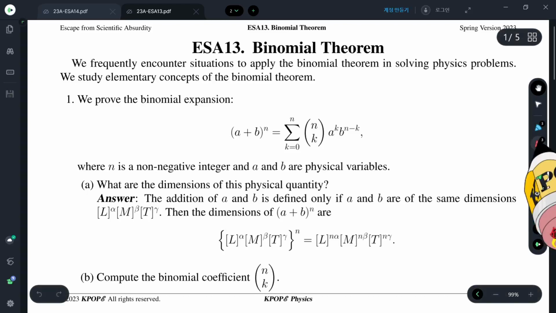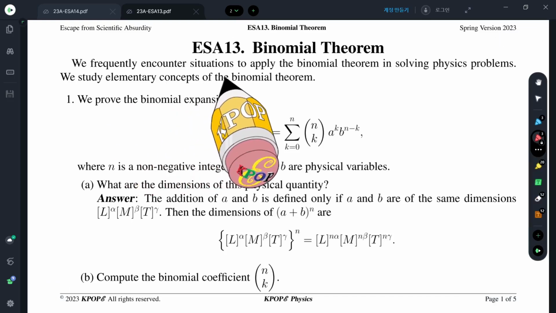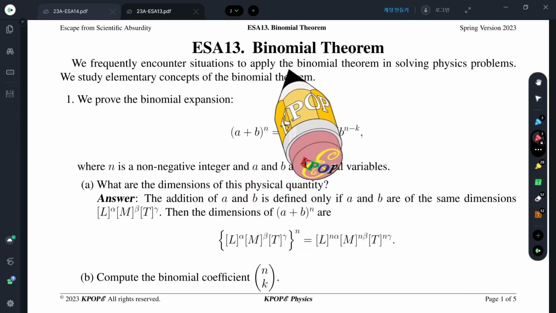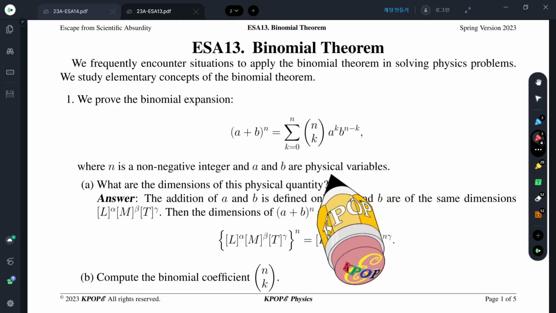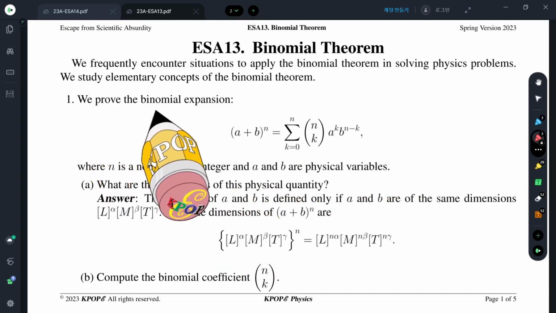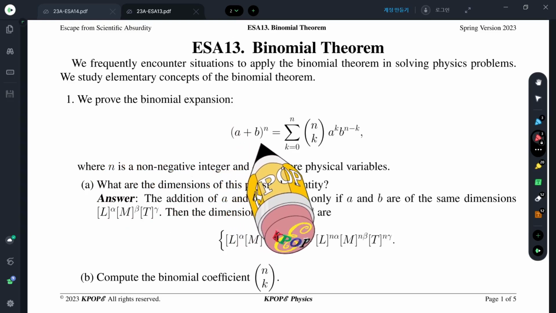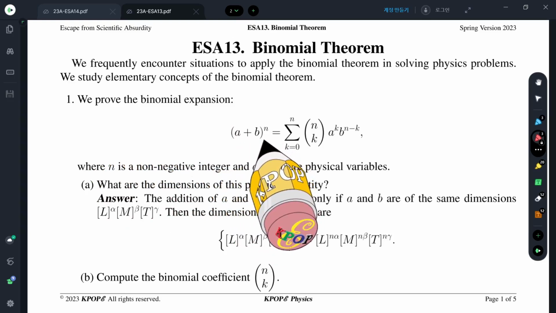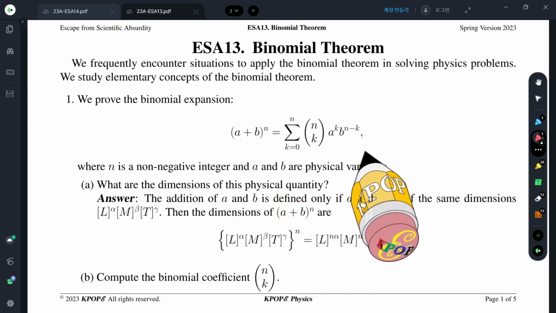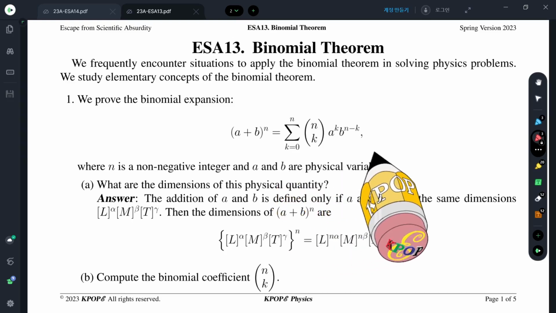In this class, we study the binomial theorem. We frequently encounter situations of using the binomial theorem in various physics problems. So we prove the binomial expansion: (a plus b) to the nth power is a sum expressed in this form.